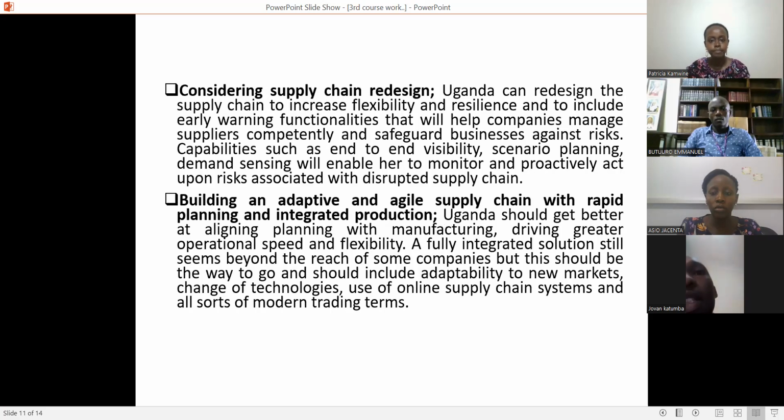Another strategy, Uganda can consider supply chain redesign. Uganda can look into the various shipping alternatives, for instance, by avoiding the key shipping points that are directly affiliated to the fighting countries. And by considering e-commerce, this will build flexibility and resilience that will enable Uganda to overcome such political catastrophes.